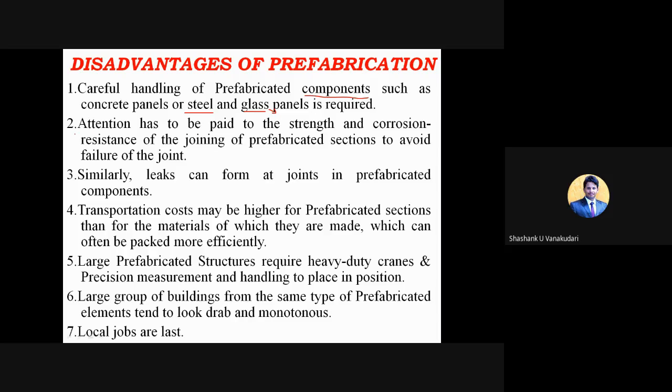And then attention has to be paid to the strength and corrosion resistance of the joining of prefabricated sections to avoid failure at the joint. So here this is the main limitation of these prefabrication concepts. As I told, the columns and all, this is a slab and this is columns. So whatever joints we get here, we are going to join these two elements, right?